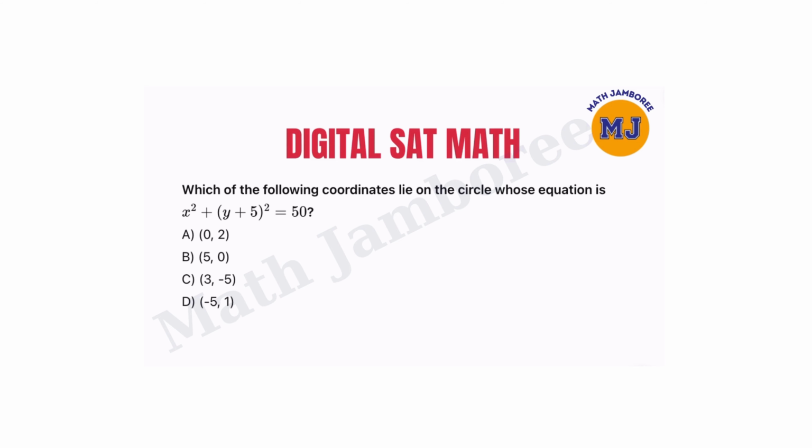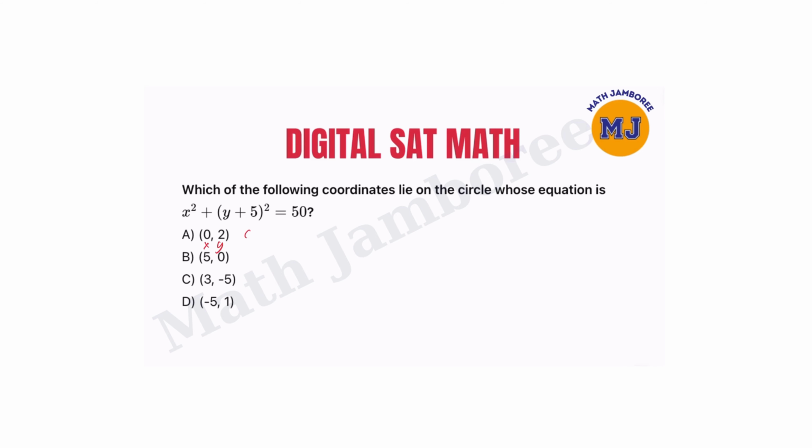We have another digital SAT math type of question from the topic of parts of a circle. Let's dive into it. Which of the following coordinates lie on the circle whose equation is x squared plus (y plus 5) squared is equal to 50? To solve this question, we will just substitute the given x and y values in the ordered pairs. The first one is always the x, and the second one is the y in the equation, and we will just look for whether it satisfies the equation or not.